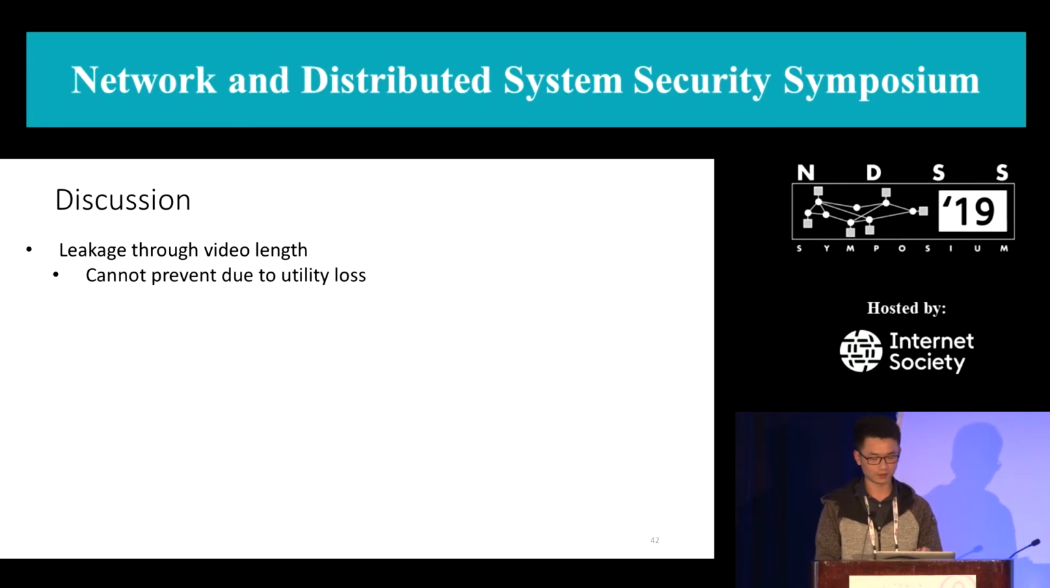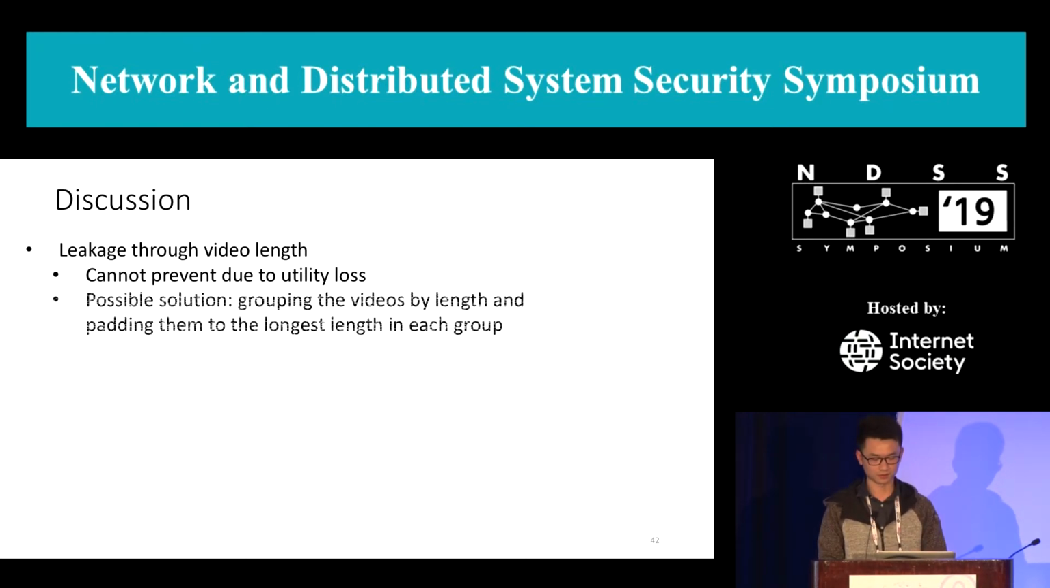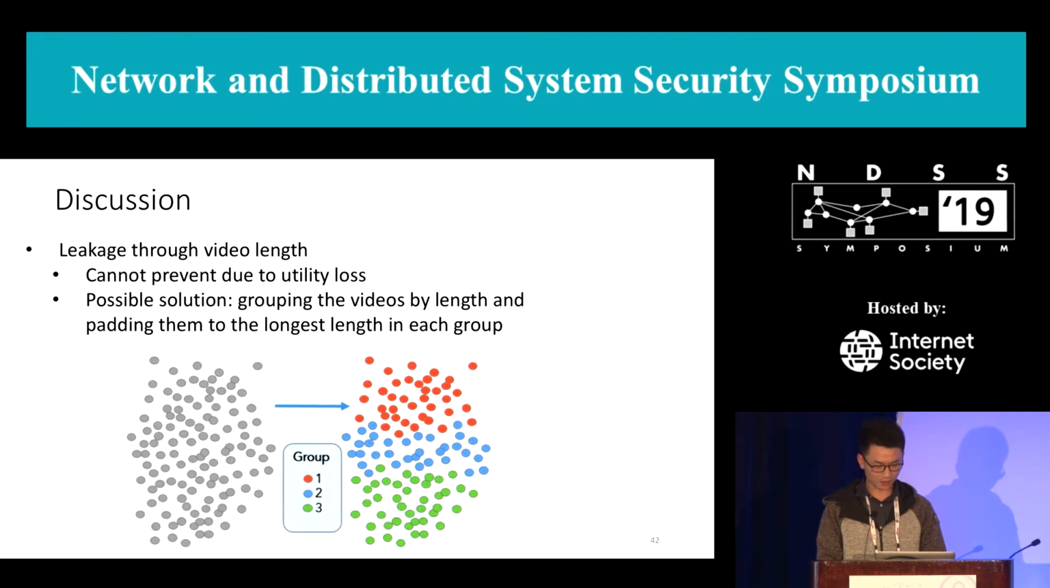Intuitively, to make a 1 minute video indistinguishable from an hour video, a considerable amount of noise must be added to hide the difference of video length. Therefore, in practice, it's more desirable to only make videos with similar lengths indistinguishable from one another. One possible solution is to group the videos by length and then pad them to the longest length in each group.